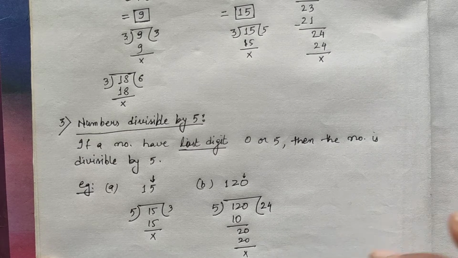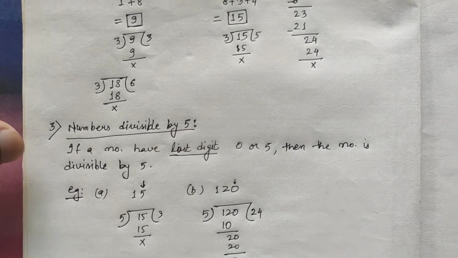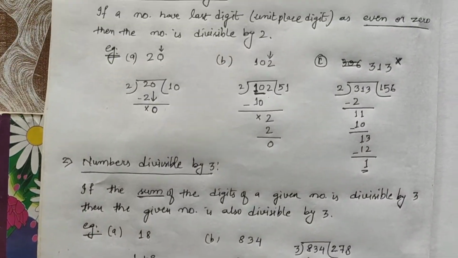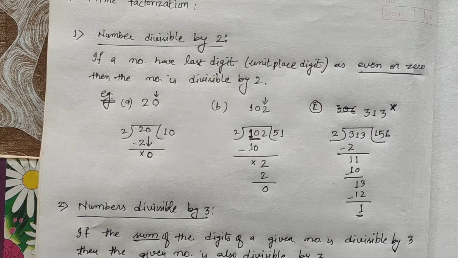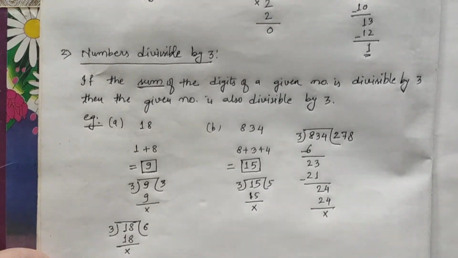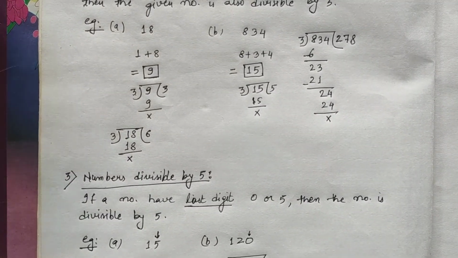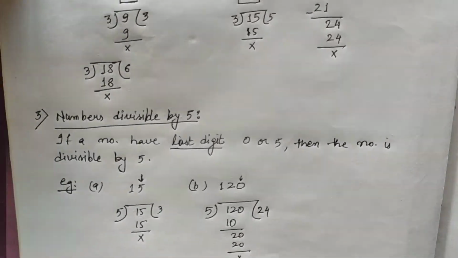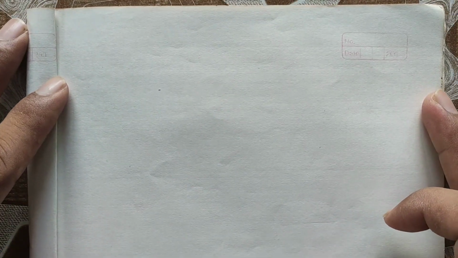So there are only 3 rules, for 2, 3 and 5, and there is no specific rule for other prime numbers like 7, 11, 13. There is no specific rule. You have to check them by division or multiplication. There is no specific rule for them.